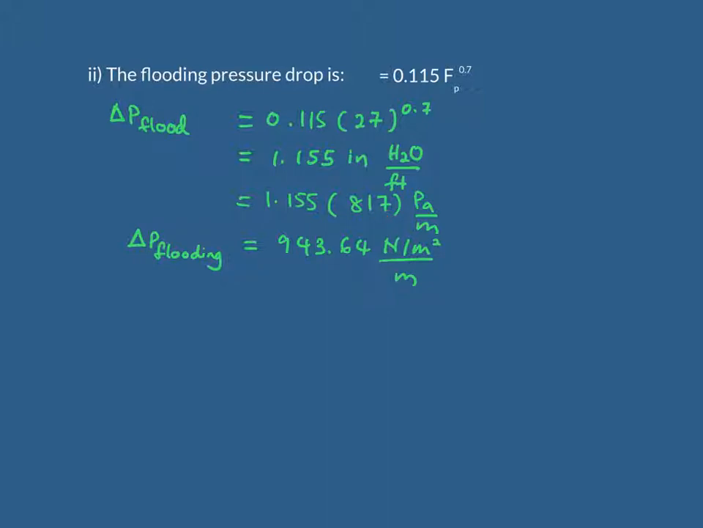Therefore, we can get the flooding pressure drops equal to 943.64 Pascal per meter or Newton per meter squared per meter. So this is our answer for the flooding pressure drops in the column.